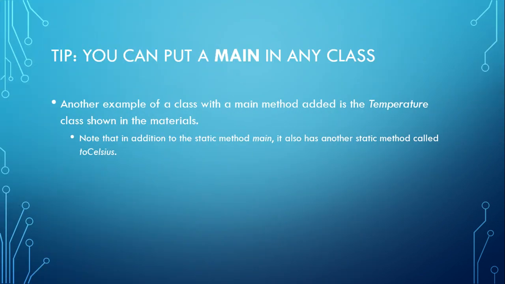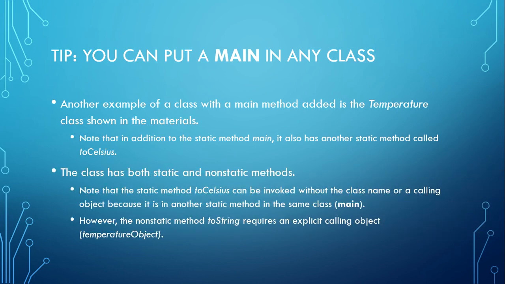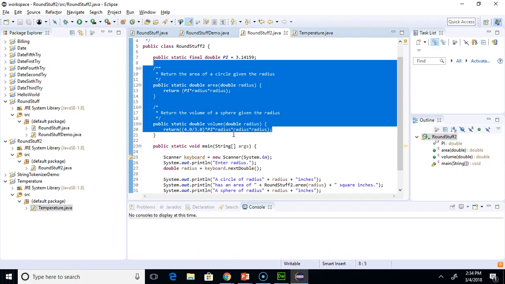Now another example of a class with a main method added is the Temperature class, also shown in the materials. Note that in addition to the static method main, it also has another static method called toCelsius. Now the class has both static and non-static methods. Note that the static method toCelsius can be invoked without the class name or calling object because it is another static method in the same class, main. However, the non-static method toString requires an explicit calling object, a Temperature object. So let's just quickly take a look at that here.